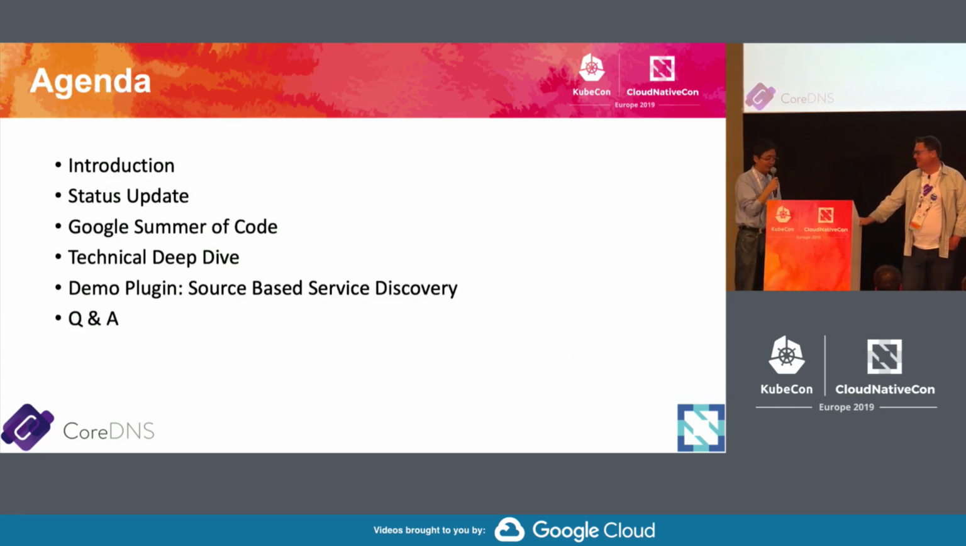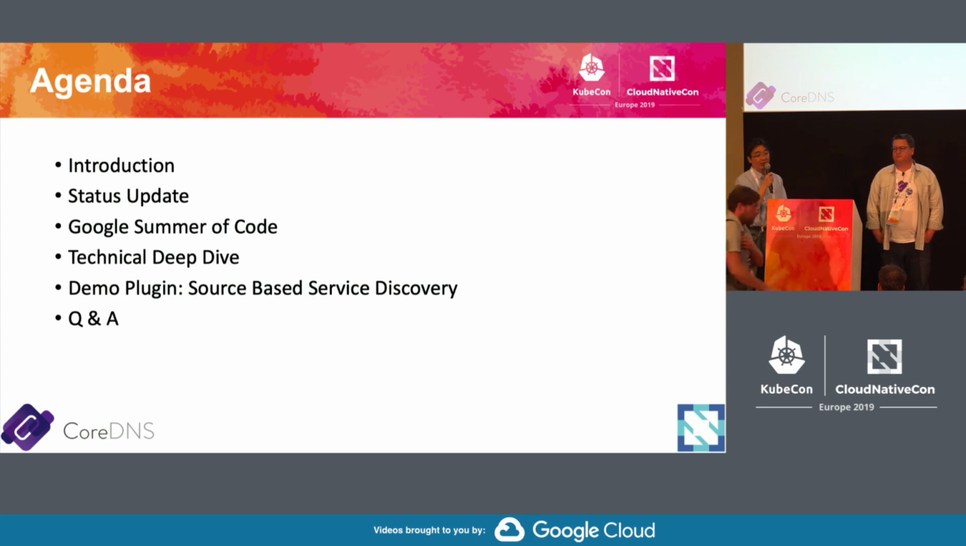For today's agenda, we are going to go through several things. First, we're going to give a brief introduction on CoreDNS. I think a lot of people may already be familiar, but just for completeness, we'll list several points for CoreDNS. We're also going to provide a brief status update for various plugins. We are going to discuss Google Summer of Code. And finally, we'll go into the technical deep dive, where John will spend a lot of time talking about the integration of Kubernetes with CoreDNS. And also, at the end, we'll try to see if we can demo a plugin, if time permits.